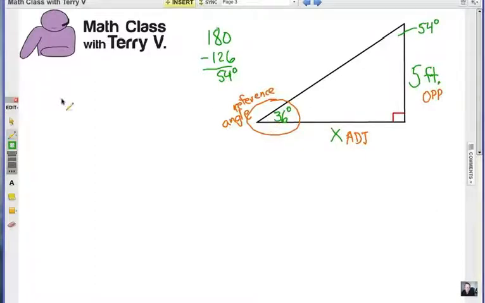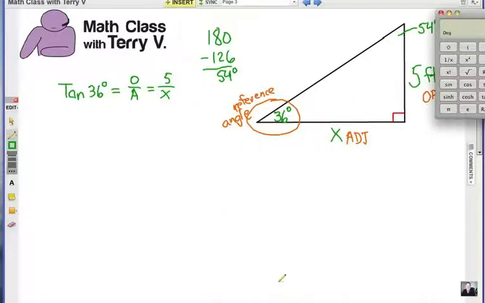Then I think about my trig ratios. Which one deals with the adjacent leg and the opposite leg? Right, that's going to be tangent. So tangent of 36 degrees is going to be opposite over adjacent, which is really opposite is 5, adjacent is x. All right, now on your calculator, find tangent of 36 degrees.